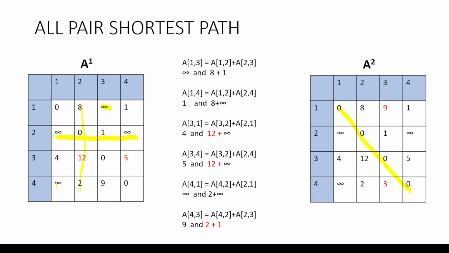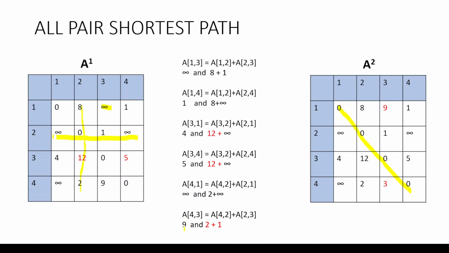Now I am finding A of 4 comma 1, that is A of 4 comma 2 plus A of 2 comma 1. 4 comma 1 is infinity, 4 comma 2 is 2, and 2 comma 1 is infinity. When you compare this, I'll have to retain this value as infinity because I'm not getting any smaller path. Now I have a value 9 here for 4 comma 3. So I am trying to check whether there exists an alternative path through 2. So A of 4 comma 3 equals A of 4 comma 2 plus A of 2 comma 3. 4 comma 3 is 9 here. 4 comma 2 is 2 and 2 comma 3 is 1.